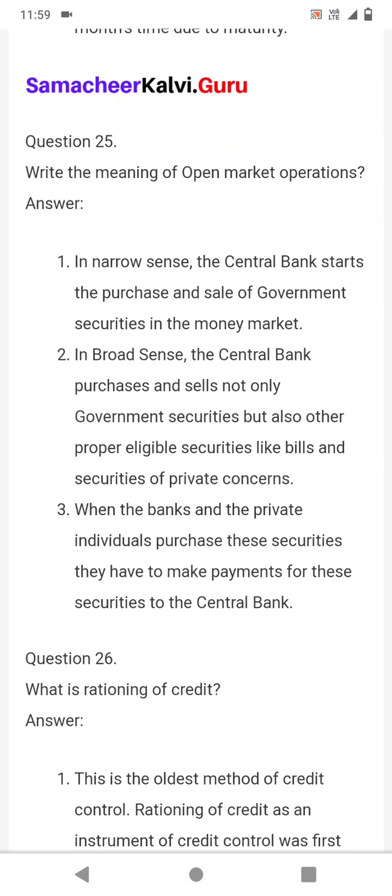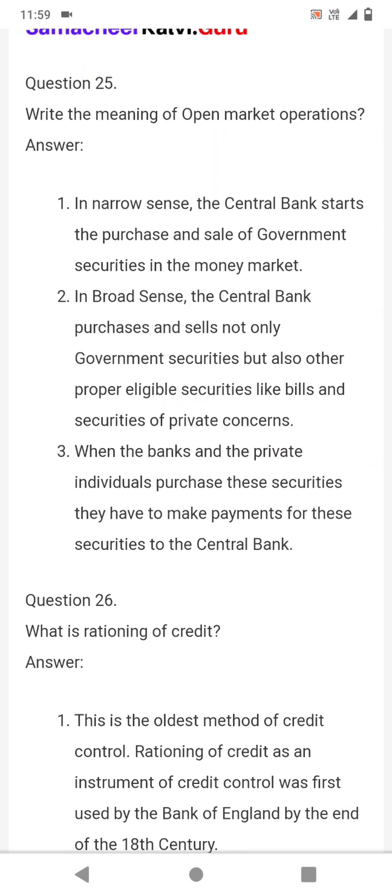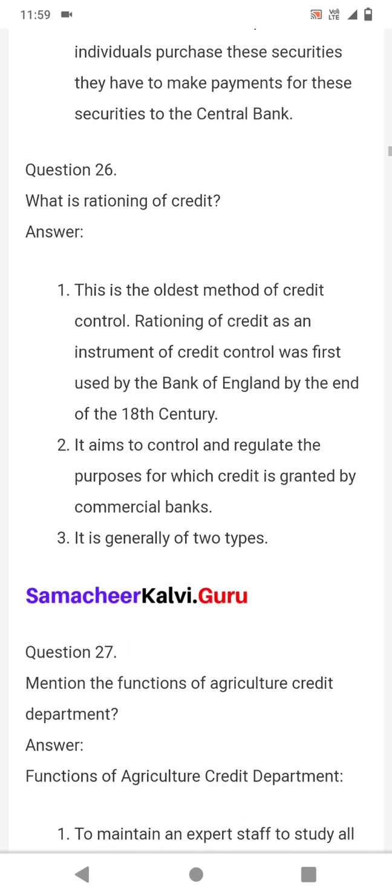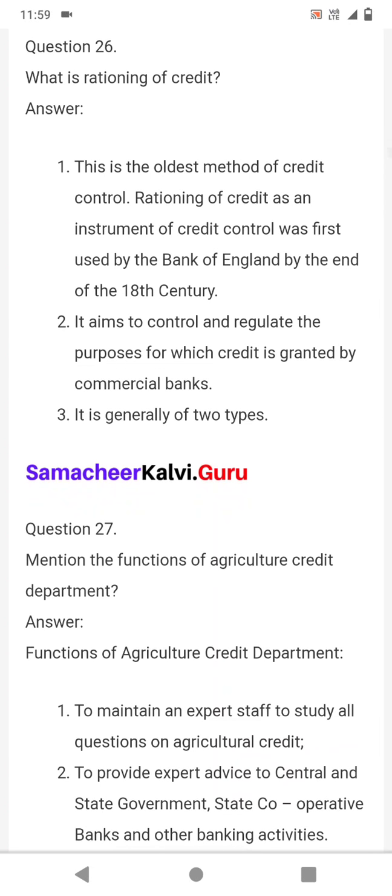Next question, write the meaning of open market operations. In the narrow sense, the central bank engages in the purchase and sale of government securities in the money market. In the broad sense, the central bank purchases and sells not only government securities but also other eligible securities like bills and securities of private concerns. When banks and private individuals purchase these securities, they have to make the payment for these securities to the central bank.